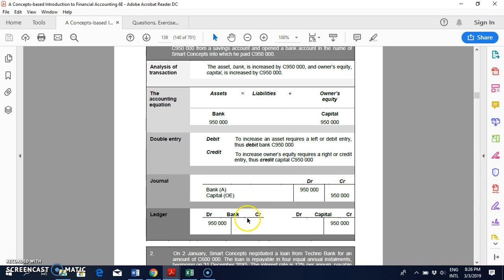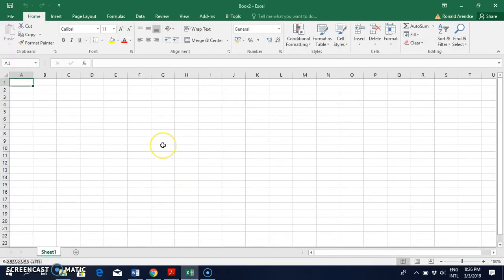How do we take this and transfer it to this? We can see here the bank account, being an asset account, is increasing on the debit side. Capital account, being an owner's equity account, is increasing on the credit side. So let's look at this transaction more in detail. So we said that the owner contributed 950,000 rand. So how would this go into the general journal?